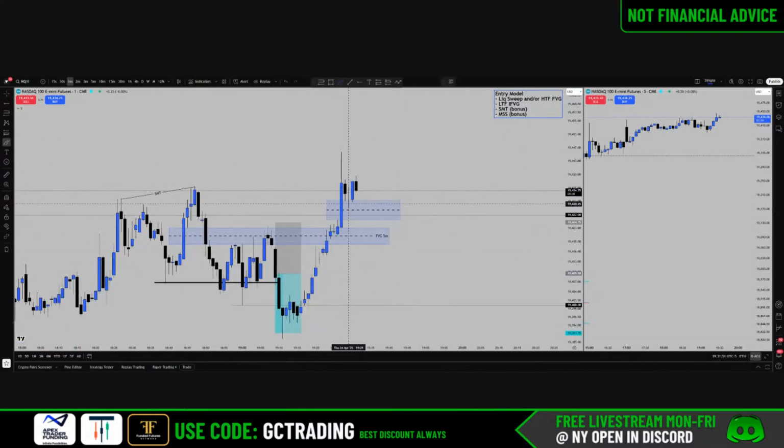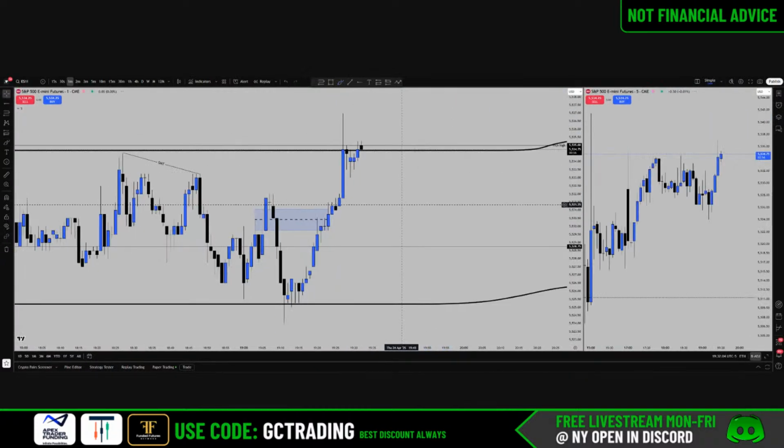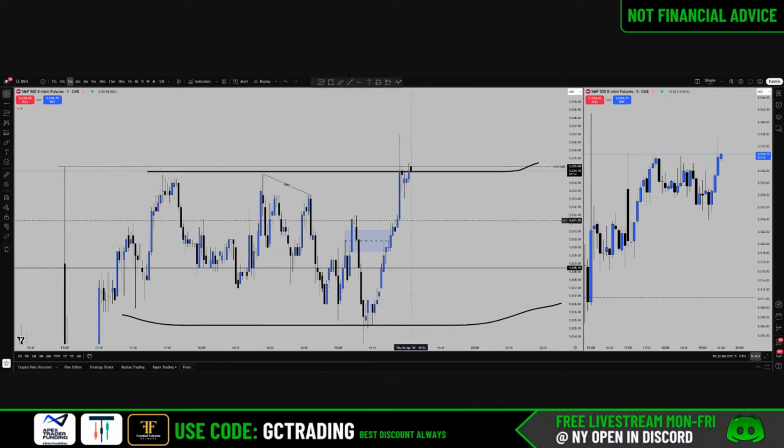Yeah, so if price were to inverse this, that would be bearish, obviously. If we just kind of hold it like this, let's see what ES is doing. Yeah, ES got the same gap right here. A little bit smaller, but it's got it.